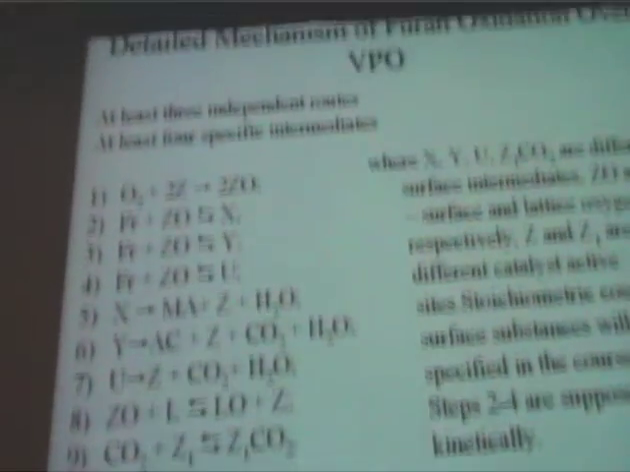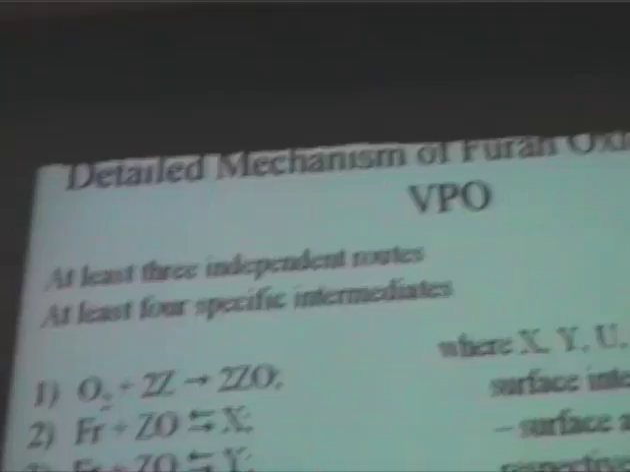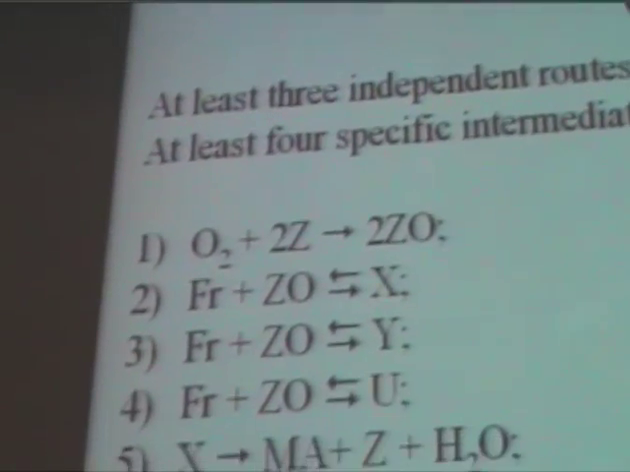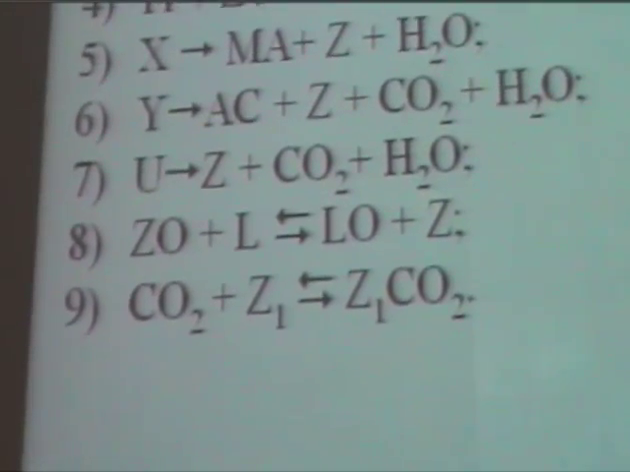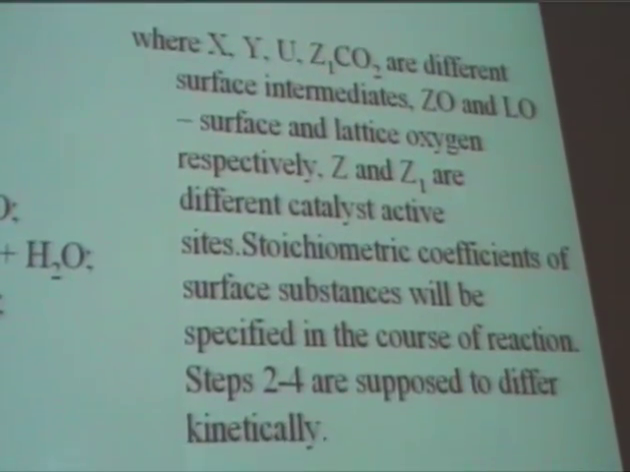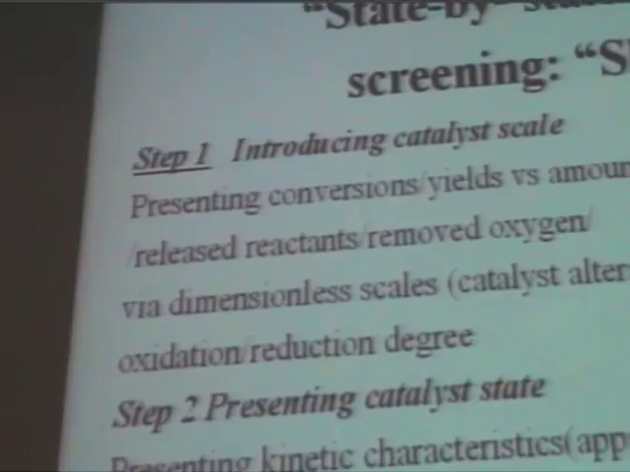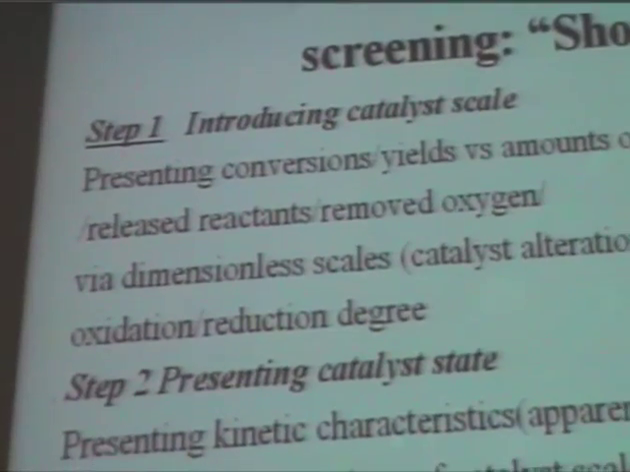After that, we have formulated a complicated mechanism, but it's not too complicated, it's a mechanism which directly relates to our experimental data. And after that, we are going to find constants, typically kinetic constants. So, all this activity is called state-by-state kinetic catalyst screening, or Show Me State. It's, by the way, the slogan of our state, Missouri.